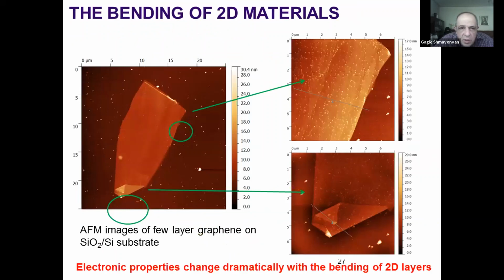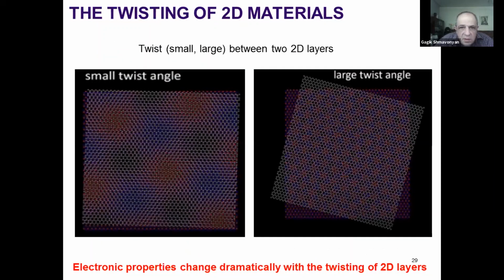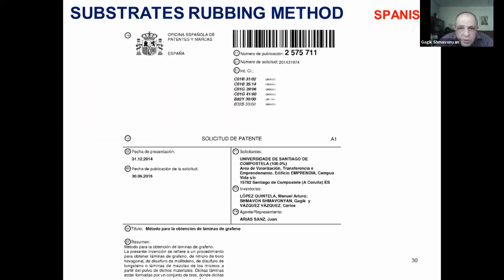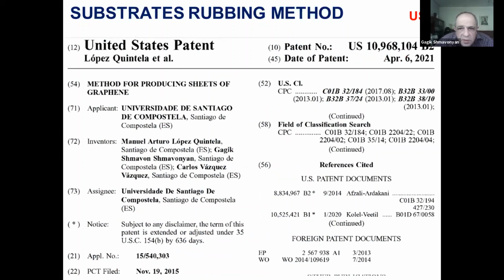Besides, the technology allows us to bend two-dimensional materials, and you can see that on the edges we can bend the sheets. Also, we can break two-dimensional materials, you can see very easily that they are broken, and also twist them, and all this allows us to change the electronic properties, which can have wide application. We got Spanish, EPO, and US patents for this technology.